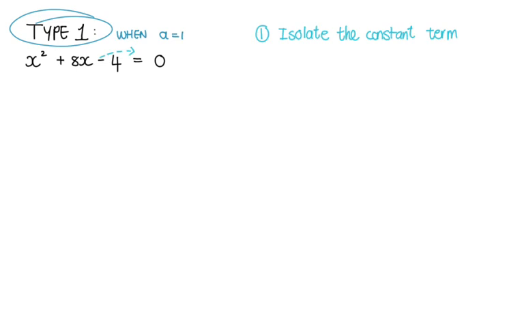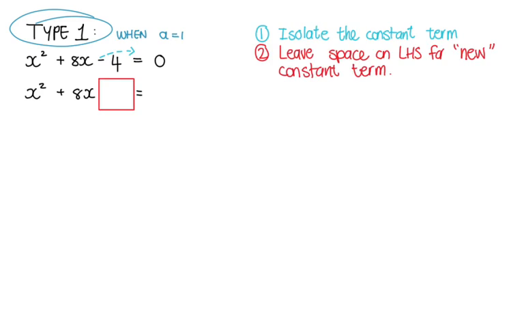Meaning this minus 4 needs to jump over the equation sign, and while we're in the process of doing that, we are leaving an open space here on the left hand side so that we can fill in our new constant term to complete our square brackets. That minus 4 jumps over and it becomes a positive 4.